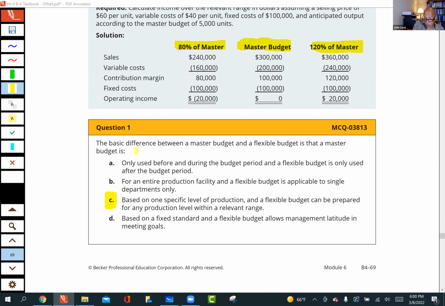Yeah, if our production level is less than 20% of the master or more than 20% of the master, here are the different outcomes. And then D, based on a fixed standard, and a flexible budget allows management latitude in meeting goals. No, maybe latitude in talking about what's potentially going to happen, but it's not going to give them a pass. It's not like, well, it's okay that you used too much materials because we have a flexible budget. No. Okay, good.